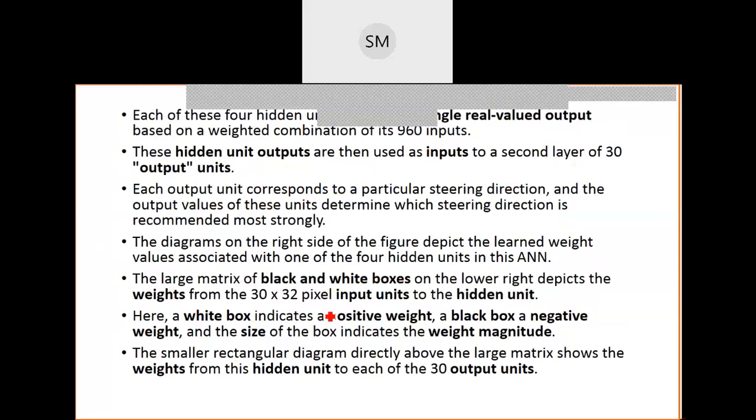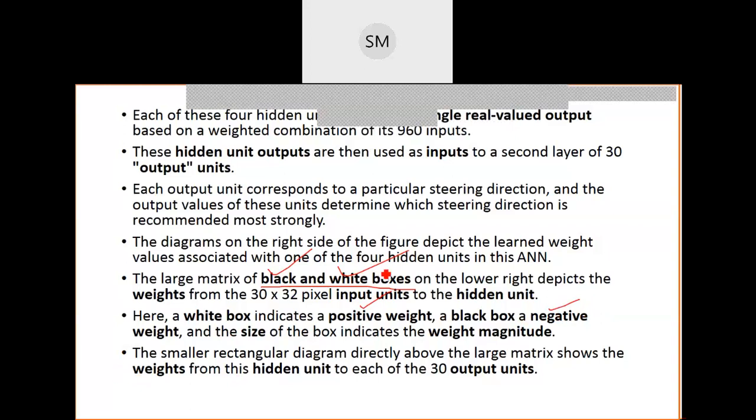See here, some hidden units have black and white boxes. Just now I told you, black boxes represent negative weights, and white boxes represent positive weights. Okay, positive weights and negative weights.